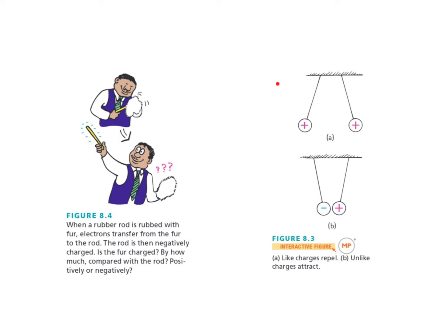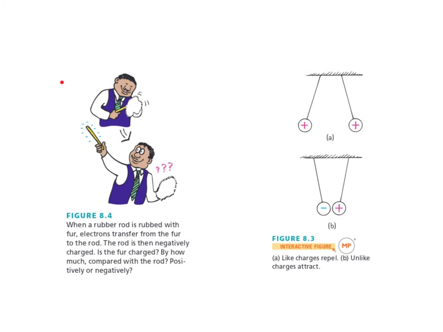And over here on the right, we can see the same sort of effect. I've got these two charged particles that are dangling from strings. If they're positive, they're going to repel one another, but even if they were both negative, they would repel one another. The key thing, they both have the same kind of charge, so they're going to repel. Here, however, they have opposite charges, so you can see that the two charges are attracting one another.